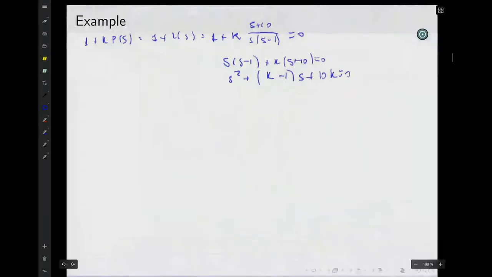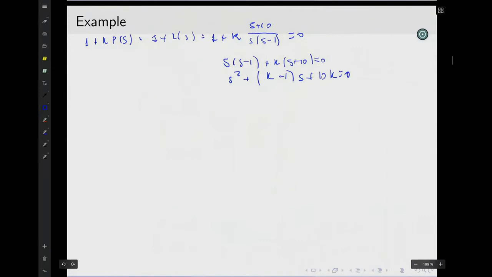If we apply the Routh criterion, what we need to do is make a table in which we start from the second degree, first degree, 0. We put the coefficients of every other term starting from the highest power. So it's 1 and 10K here. On the next line, you put the odd ones.